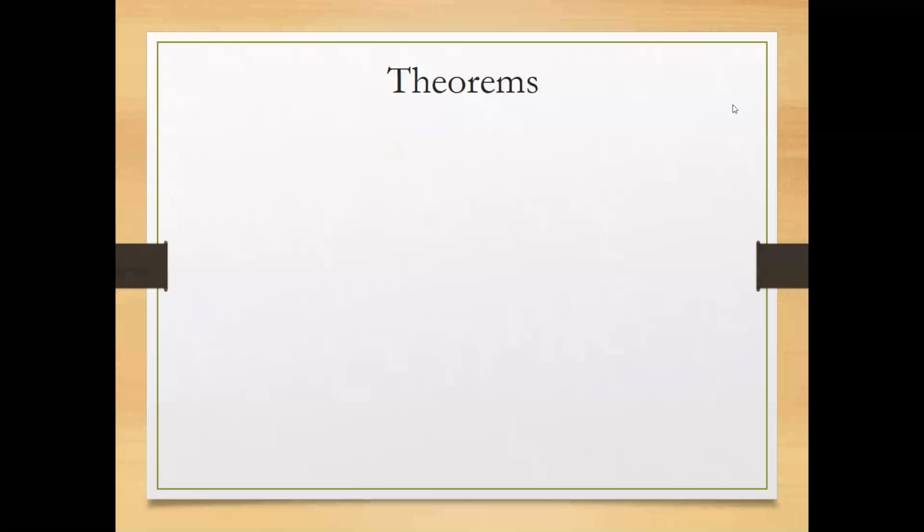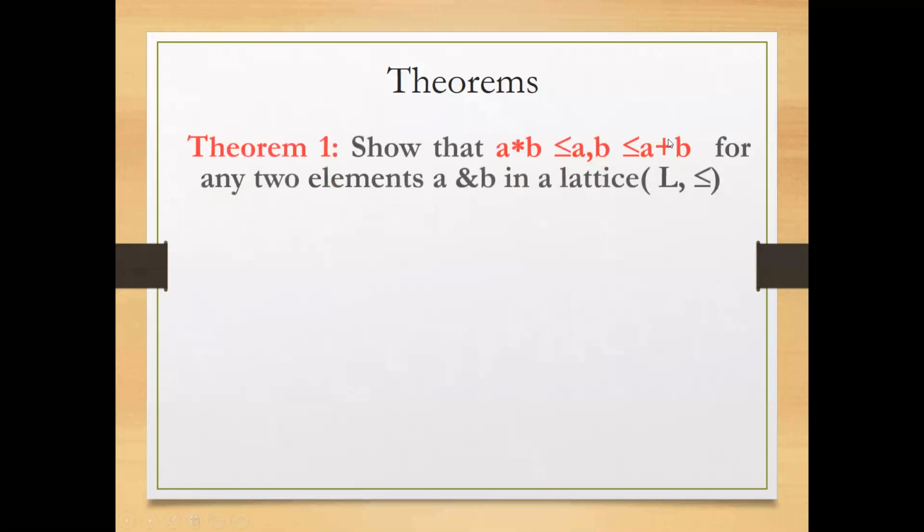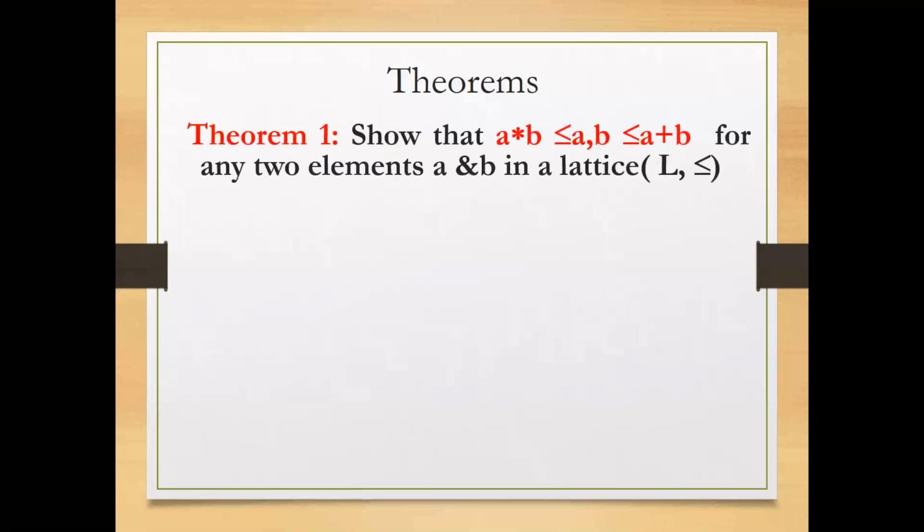So the meaning is the same: plus is the least upper bound and star is the greatest lower bound. In the previous video we discussed the proof of theorem number 1. I am here only repeating the results. In this theorem we have proved that A star B, the greatest lower bound of A and B, is always less than or equal to A and B, and both the elements are less than or equal to A plus B, the least upper bound. The two elements always lie between their greatest lower bound and least upper bound, and here less than or equal to means the partial order relation.